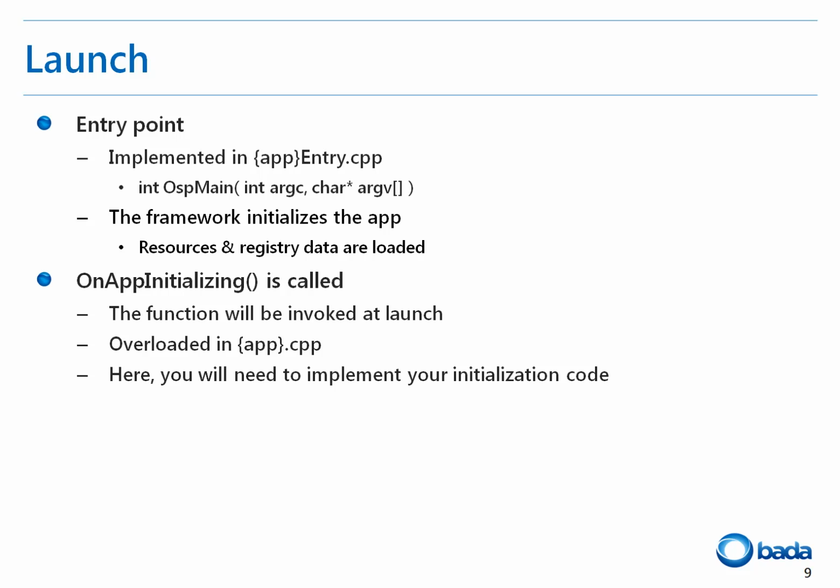Then, the framework will initialize your application and all your resources, and the registry data will be loaded. Then, the OSP main function will invoke the onAppInitializing method, where you need to implement your initialization code. If the OSP app application onAppInitializing event handler returns false, the application state changes to terminating and exits. If the event handler returns true, the application enters the running state and can instantiate its resources, such as the UI controls and state.